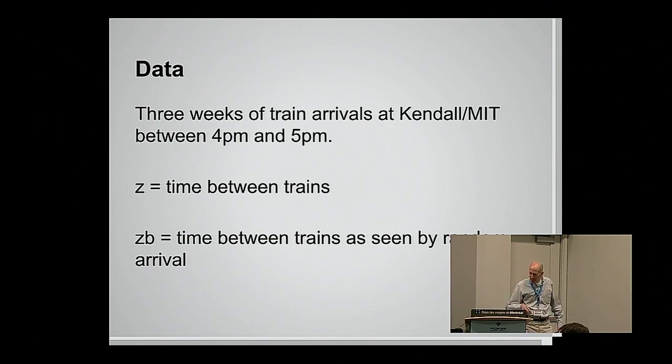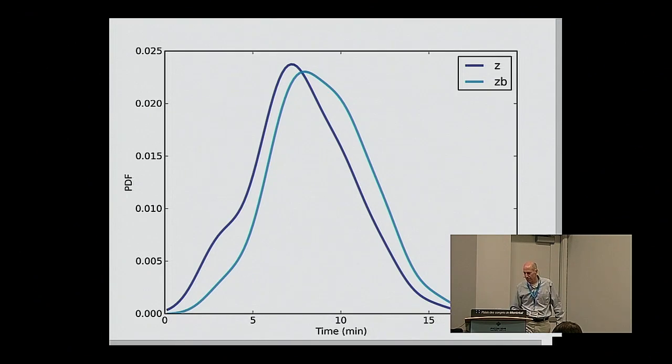So I got my 3 weeks of data. I'm going to use Z to represent the time between trains, and I'm going to use ZB for the biased view that you would get as a random arrival. And this is what those distributions look like. So Z is the darker blue on the left. And what you see is, well, the dominant mode is at about 7 minutes, and that's the advertised schedule at this time of day.